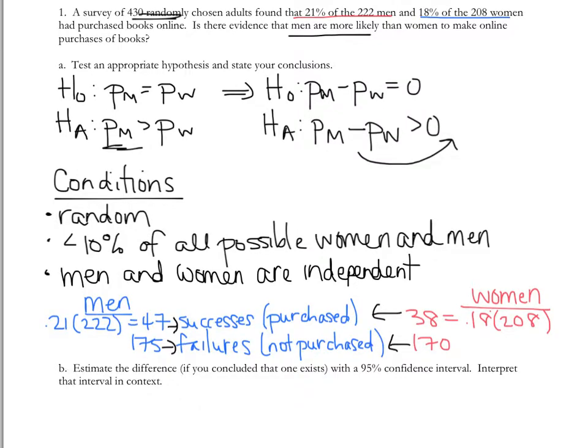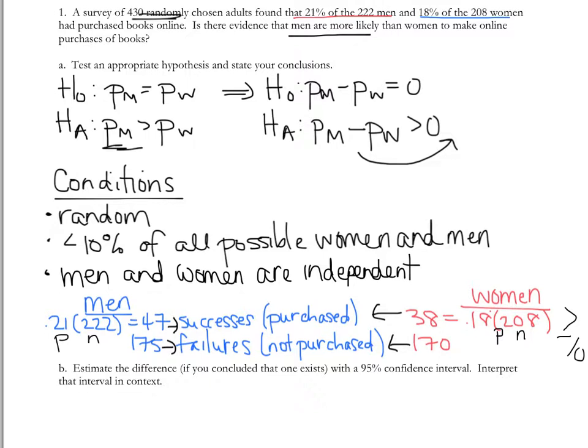So you can see here that I did the math. I took the proportion times the total number, N times P. I got 47 successes for men and 175 failures. Successes meaning they purchased a book online, failures meaning they didn't purchase. And over here for women, I took N times P, and I had 38 successes and 170 failures. All of these are greater than or equal to 10, so I've met that condition as well.